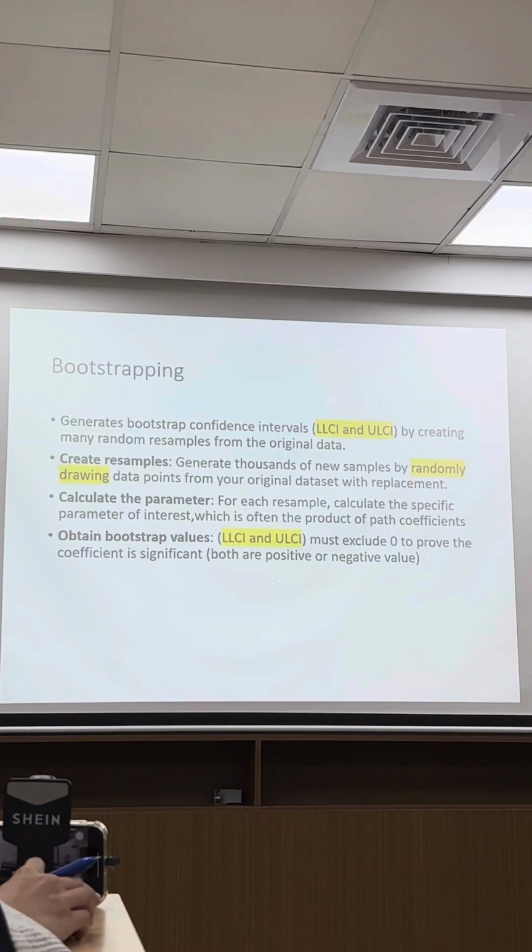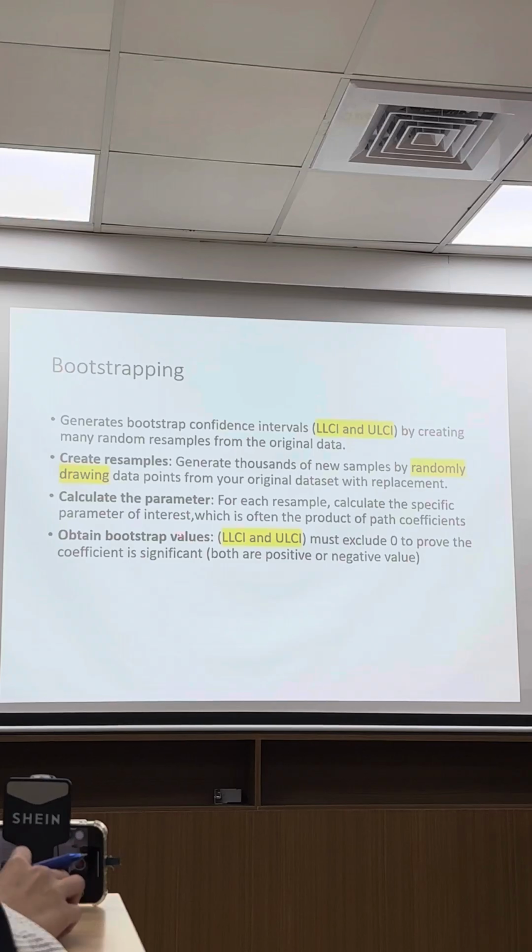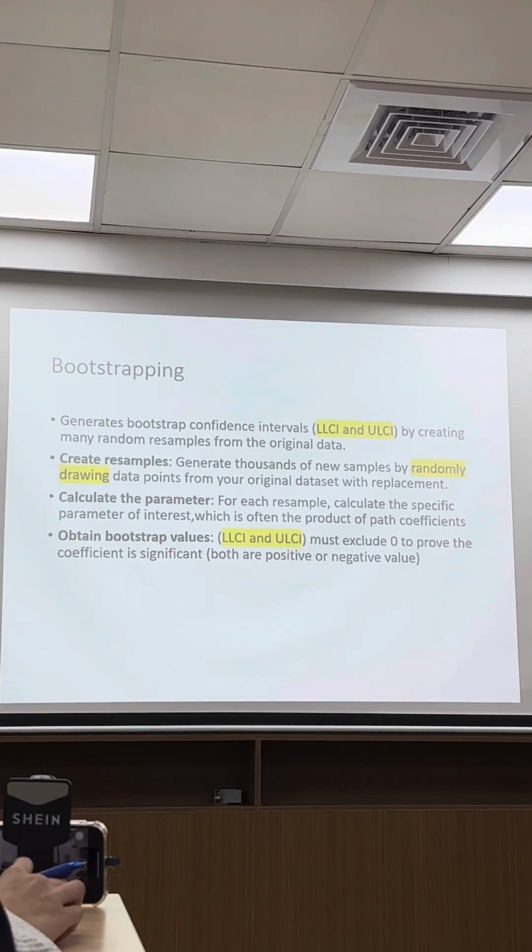So the important thing for you to remember, okay, for Module A students, I expect you to remember that LLCI and ULCI must exclude 0. What does it mean? That means both of them have to be both positive values or both negative values. Okay. If one of them is positive and one of them is negative, your hypothesis is not significant. Remember? This is very important for Module A students.